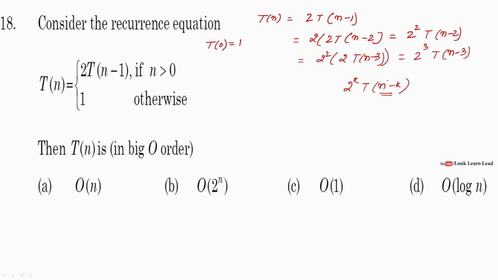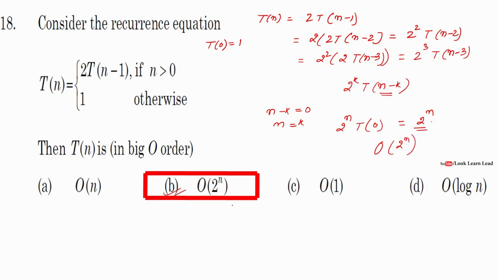So if T(0) is equal to 1, so n minus k is equal to 0, so n is equal to k. If you put k is equal to n, we would be having 2 to the power n times T(0). So it would be equal to 2 to the power n. So our answer would be order of 2 to the power n. This is the answer, B should be the answer.